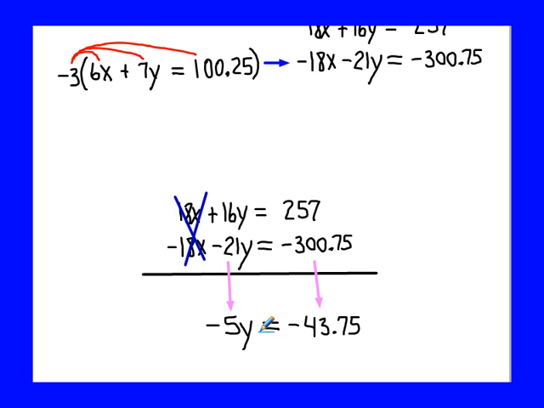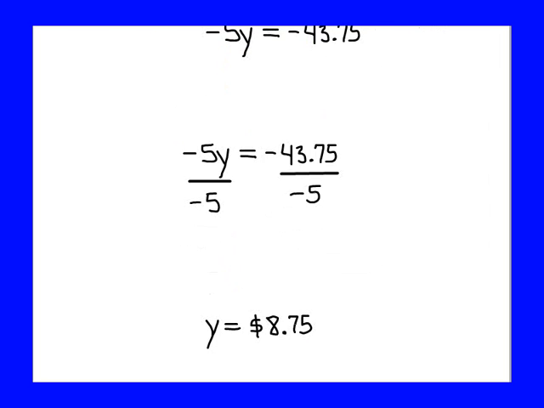So what do we do now? Now that we're here, we don't have the y by itself yet. So from this point, what do you do next? Can you tell me that? I'm waiting. Yes, very smart students. We need to divide these two terms by -5 because we need to get rid of the 5 on the left side. So after dividing both sides of the equation by -5, we find out that y is $8.75.